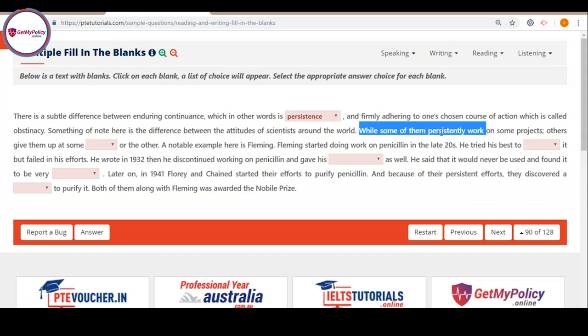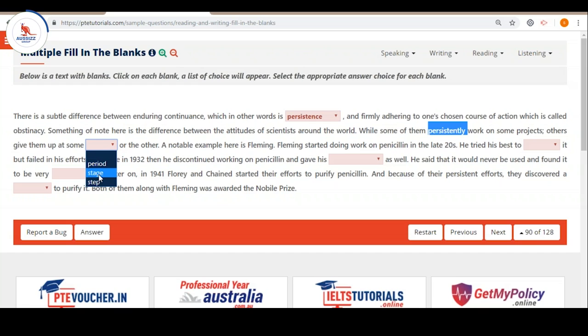Then comes, here. He tried his best to dash it. He tried his best to. Now I'm confused. What to select? He tried his best to isolate. Okay, if I'm not getting the meaning, read the previous line. A notable example here is Fleming. I don't know who is Fleming here and what actually it is. But they have used Fleming as the subject. Next verb. It means something.